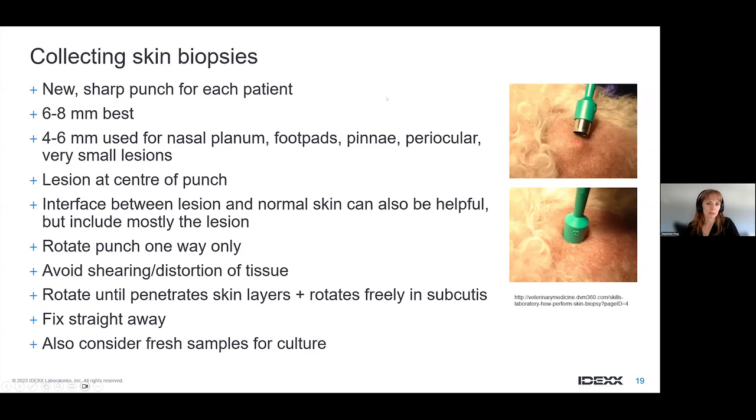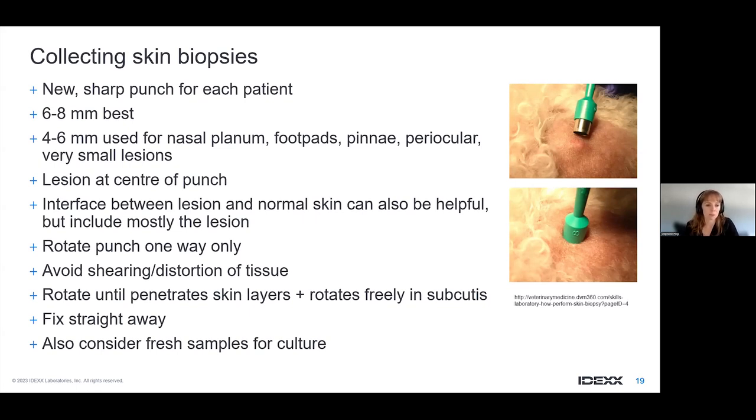So you have these areas here, for example, that are a bit more difficult to sample. So then obviously 4 to 6 millimeter biopsies, smaller biopsies, are also fine. And if you can put the whole lesion in one biopsy, it's really helpful to have the lesion at the center of the punch, ideally with a bit of surrounding tissue as well. And as I said before, if that's not possible, then if you include mostly the lesion but also sample a bit of the periphery, that's also really helpful.